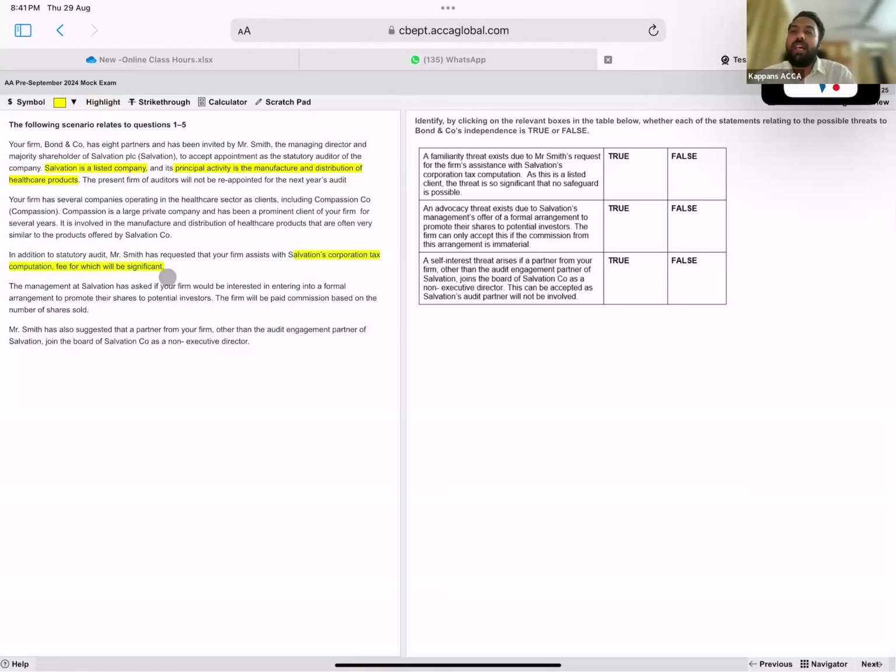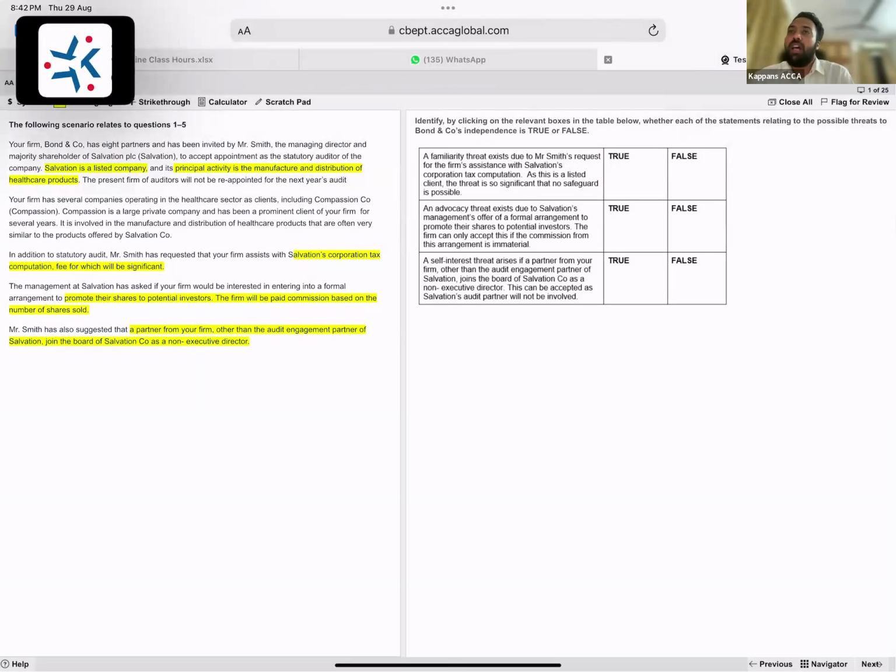The management at Salvation has asked if your firm would be interested in entering into a formal arrangement to promote their shares to potential investors. The firm will be paid a commission based on the number of shares sold. Mr. Smith also suggested that a partner of your firm other than the audit engagement partner of Salvation join the board as a non-executive director.